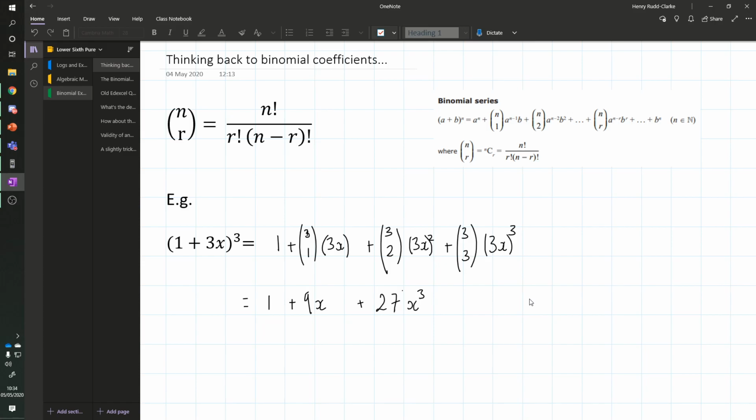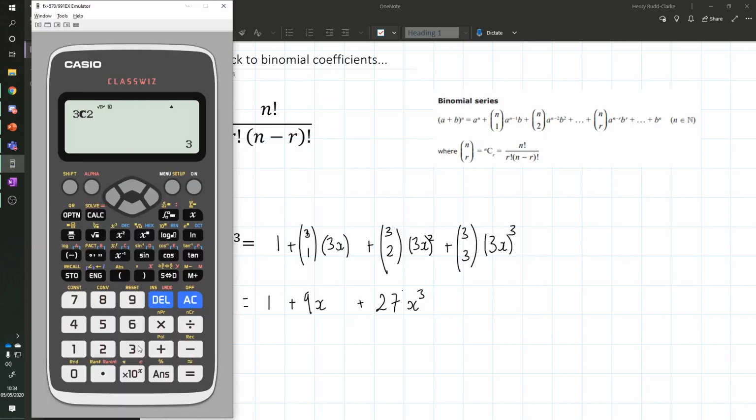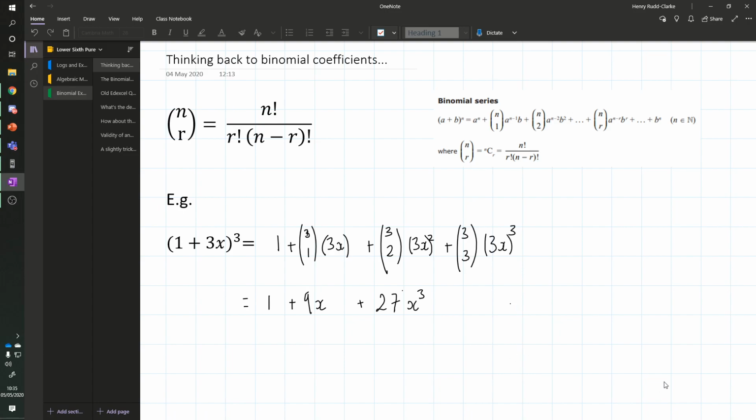And then 3 choose 3 is just 1. So remember, we're saying how many ways are there of choosing 3 things from 3? There's only one way, and that's to choose all 3 of them. So this is also going to be 27x cubed, like this. So that's the expansion of this here. Okay, that's quite a nice simple thing to do.